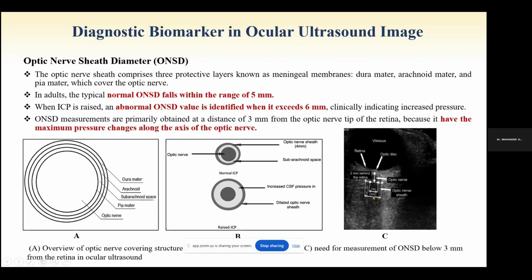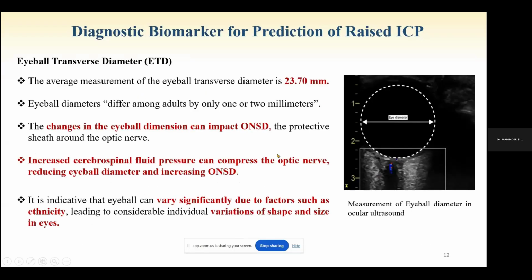Whenever we measure this, a doctor measures from the retina part, and from there he draws a perpendicular line, and 3 mm below that he measures the OND or ONSD diameter. This is a very important parameter, and it also has clinical importance with the ICP. The next parameter is the eye wall transverse diameter.